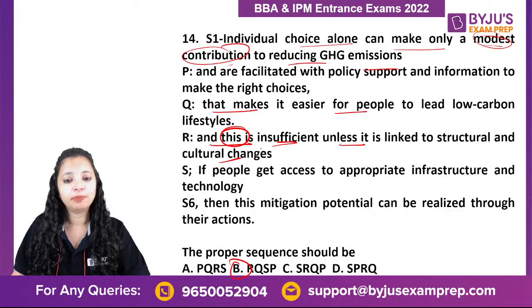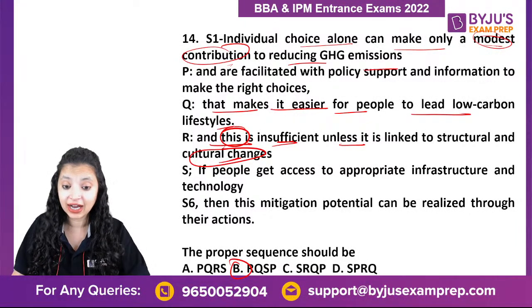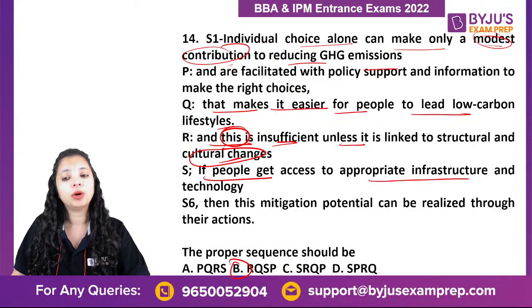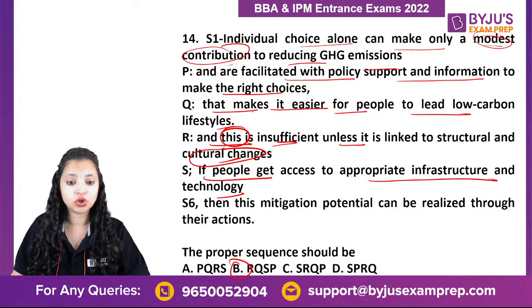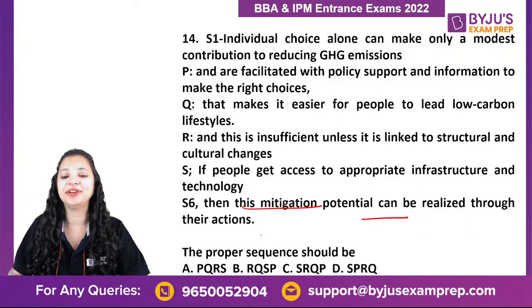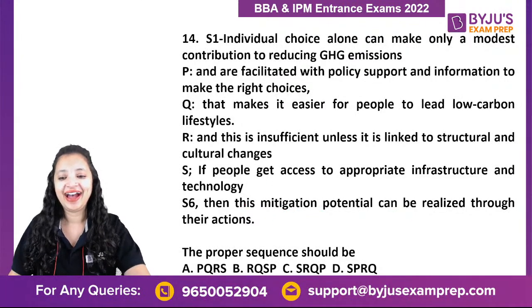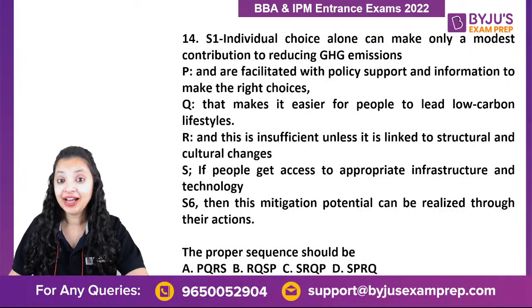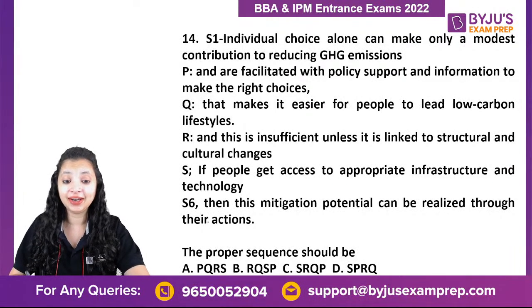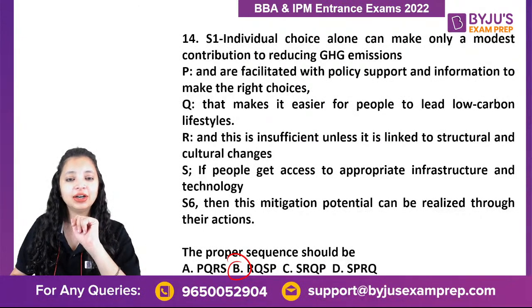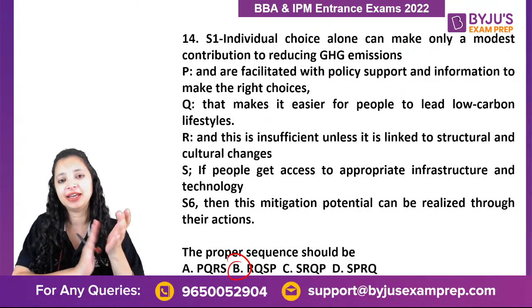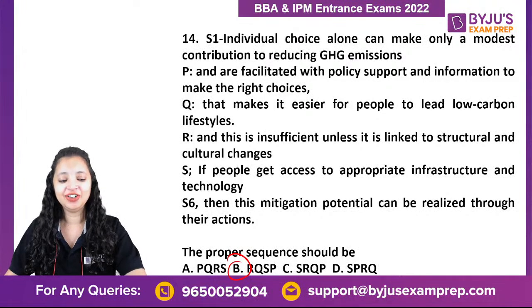That makes it easier for people. The cultural changes make it easier for people to lead low carbon lifestyles. If people get access to appropriate infrastructure and technology and are facilitated with policy support and information to make the right choices, then this mitigation potential can be realized through their actions. आया समझ में? Why is the answer not C and D and why is B the answer? Got this everybody? Yes, Sujal, the answer is going to be absolutely B. So, good job, Sneha. Let's have a look at the next question.